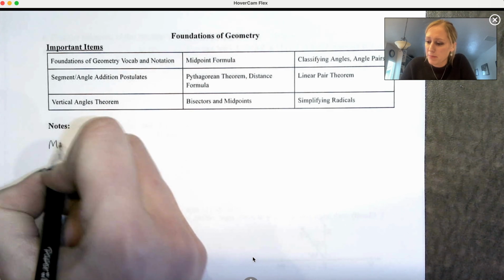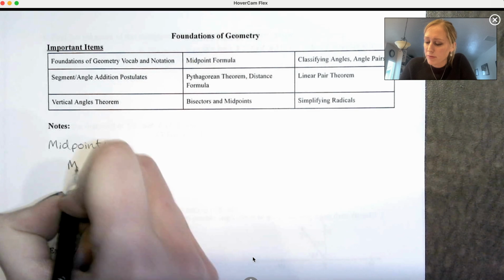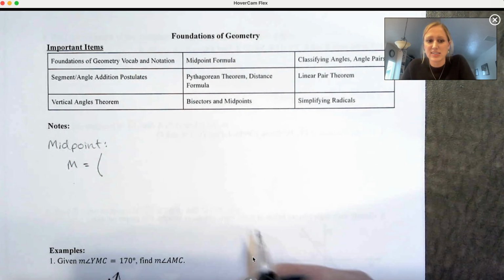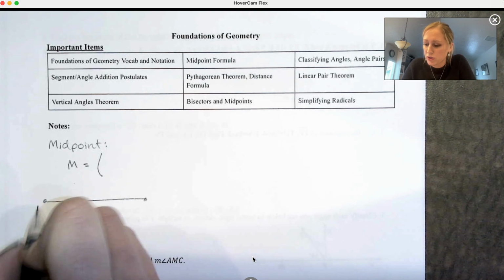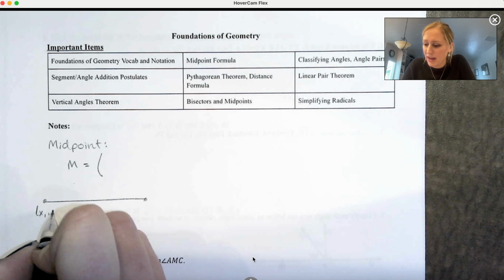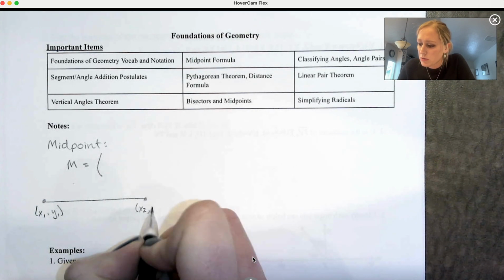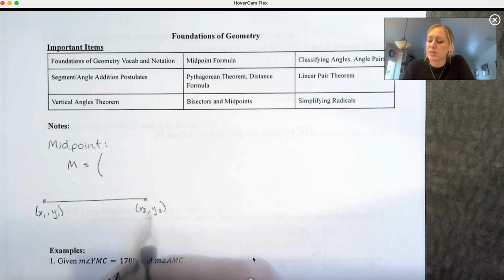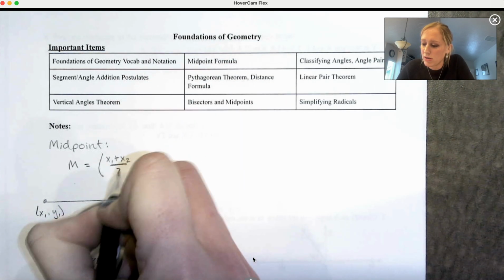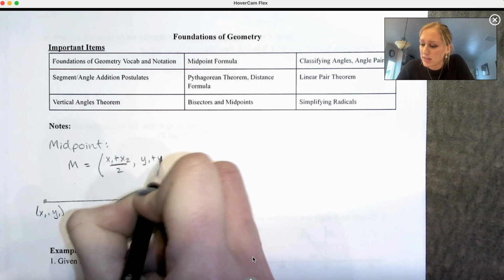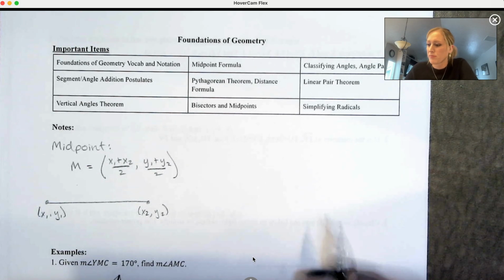One of them is the midpoint formula, which I'm going to use M for midpoint, but how we find that is if we're given a segment with two ordered pairs, so I'm going to say x1, y1 is one endpoint, and x2, y2 is the other endpoint. What I'm going to do here is add the two x's and divide by 2, add the two y's, divide by 2, and that is my midpoint, okay?